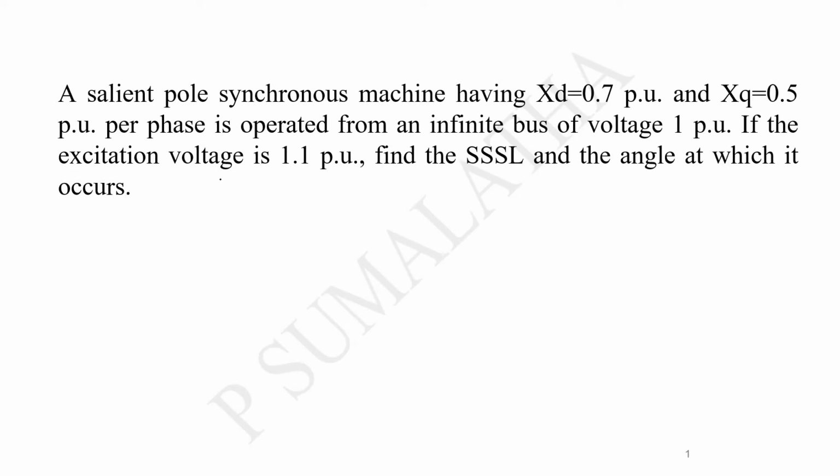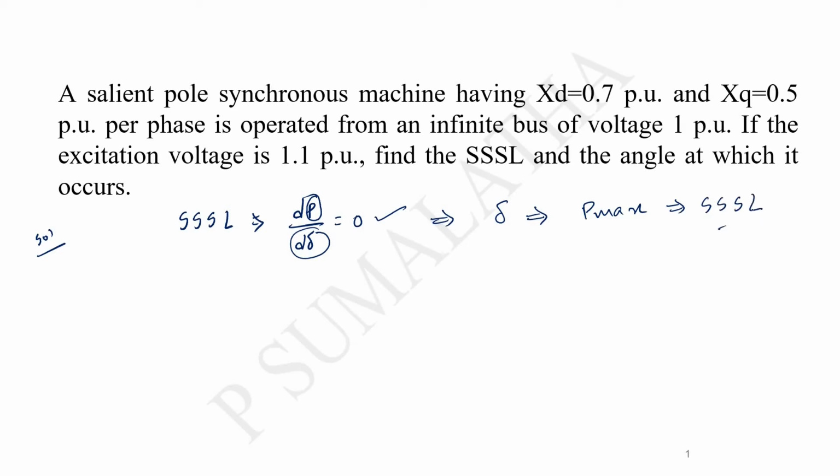We know the power equation. First of all, we should know the formula for the steady state stability limit. We know the condition for steady state stability limit is dP by d del equal to 0. So what does that mean? First we should find the power angle equation for the salient pole synchronous machine. Then differentiate it with respect to del and equate it to 0. Whatever del value we get is where we get the maximum power, or you can say the steady state stability limit.